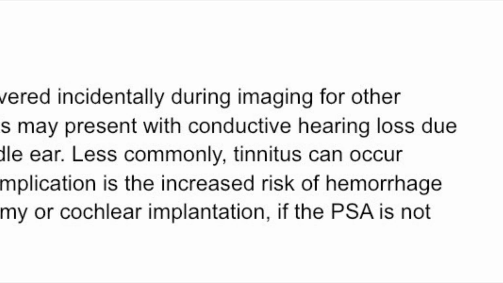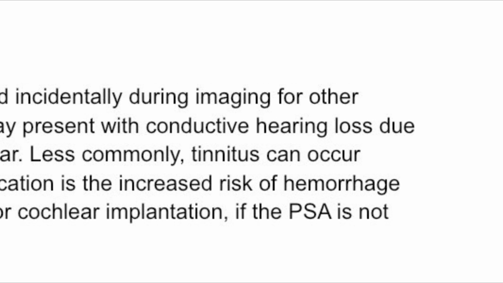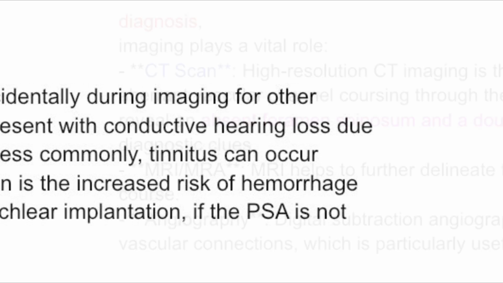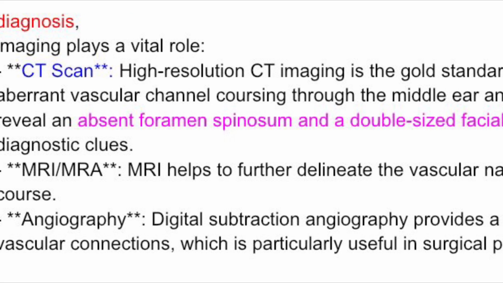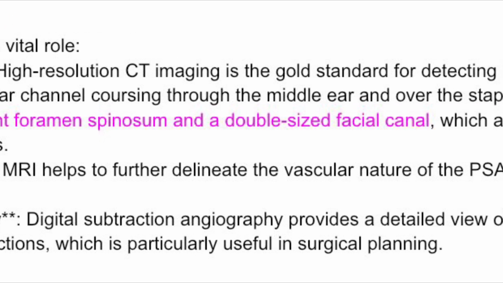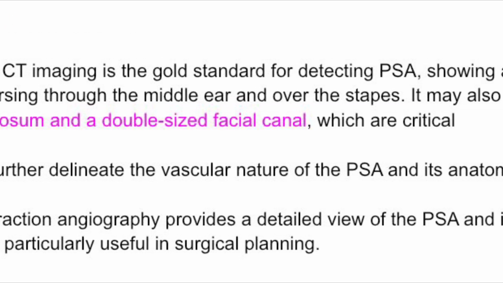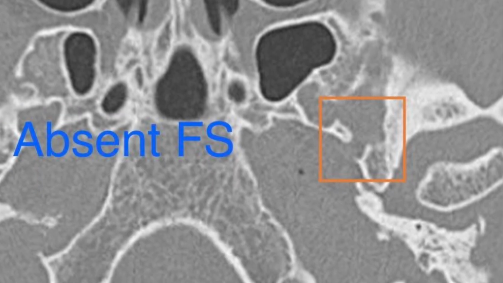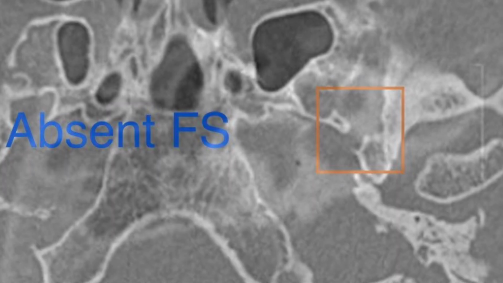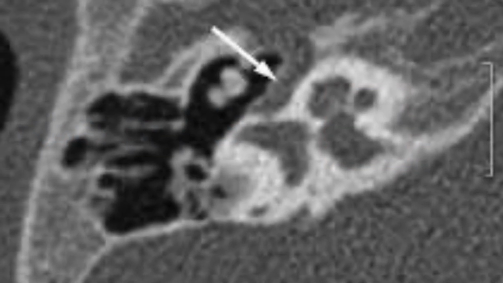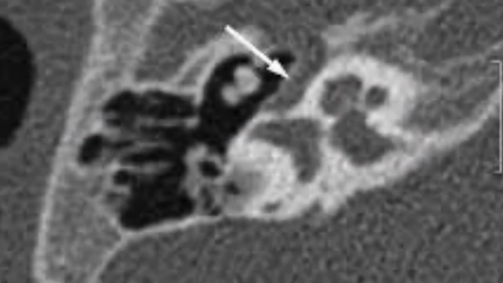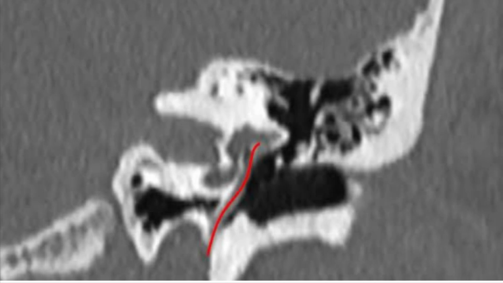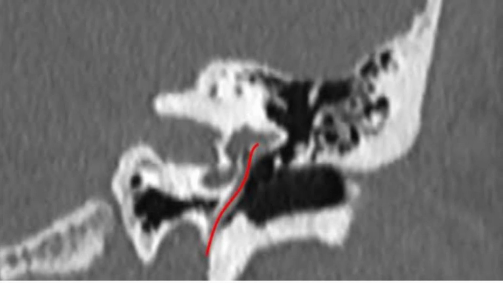For diagnosis, imaging plays a vital role. High-resolution CT imaging is the gold standard for detecting PSA, showing an aberrant vascular channel coursing through the middle ear and over the stapes. It may also reveal an absent foramen spinosum and a double-sized facial canal, which are critical diagnostic clues. MRI helps to further delineate the vascular nature of the PSA and its anatomical course.